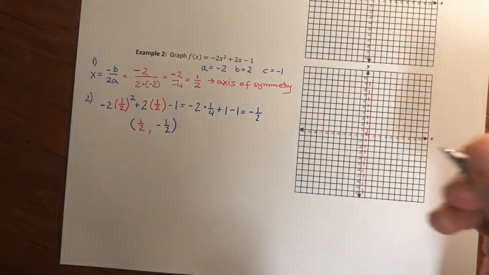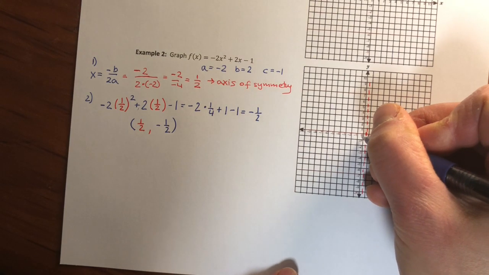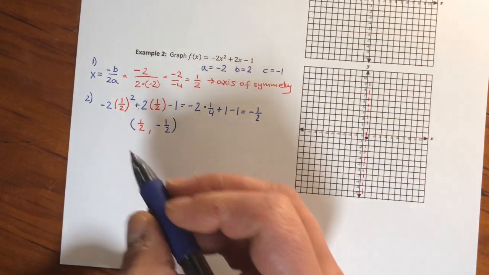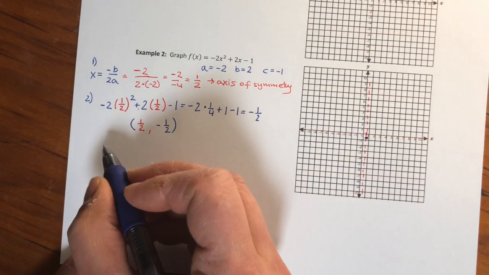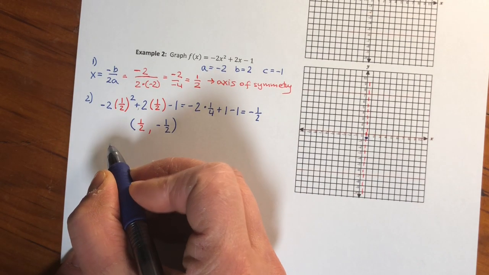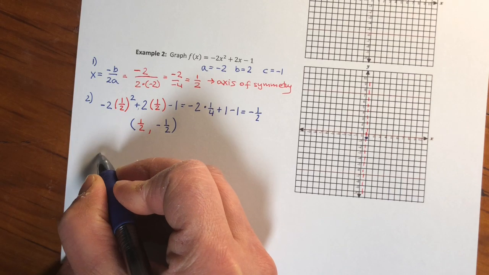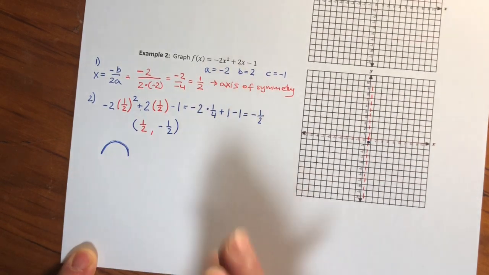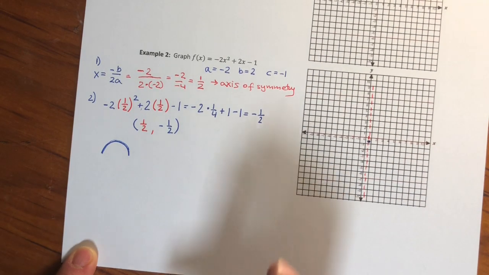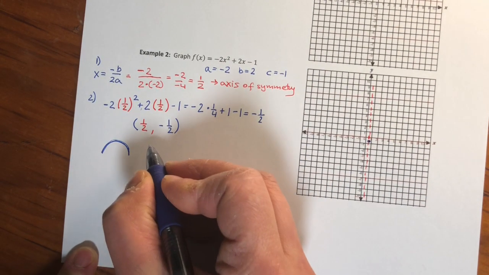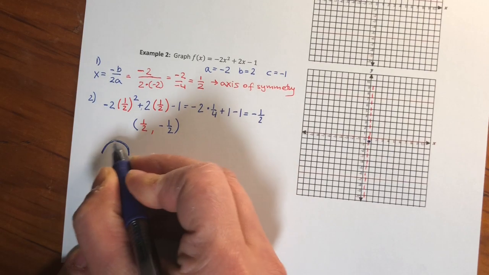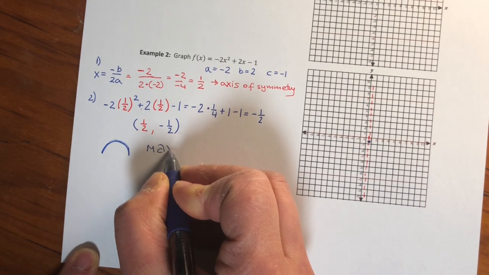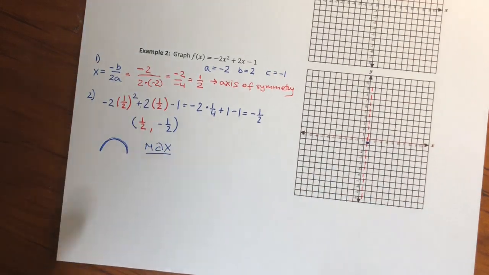So I am going to put it right on my graph. Negative 1 over 2 is somewhere here. This is where the vertex is. Now, because a was negative, I know that my parabola is going to open down. I know that it is going to look like a sad face. And this vertex is going to be the highest point of the parabola, so this is going to be the maximum.